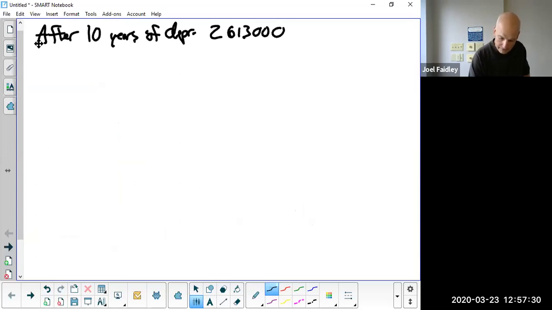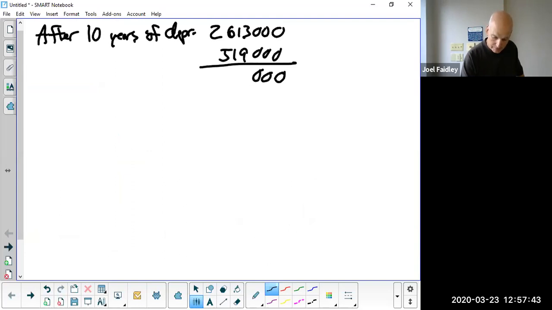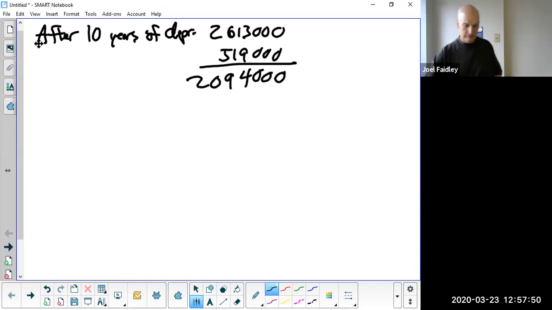And the salvage value is 519. So my book value right now that's being depreciated is 209.4. Let me calculate it here. $209,400. So that's my current book value.